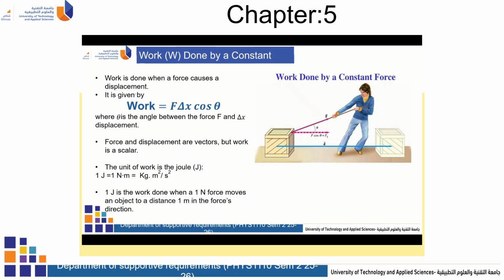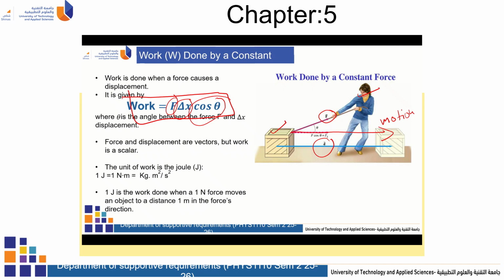This is the formula for the work: W equal to F multiplied by the displacement multiplied by the cosine theta. In this diagram, one person is pulling this box up to some distance, the displacement. He is applying some force on the box at some angle. This is the direction of the motion. In this direction, the box is displaced.